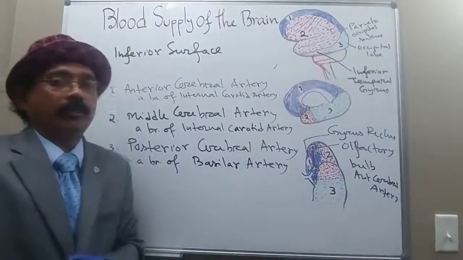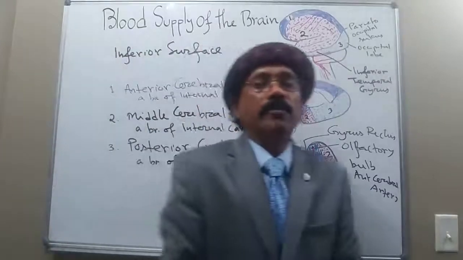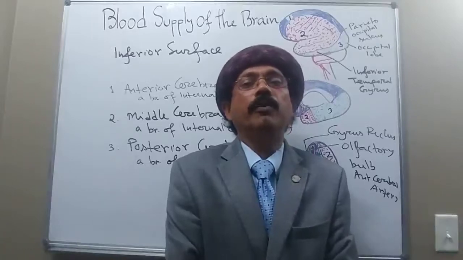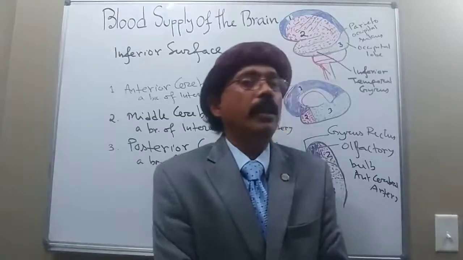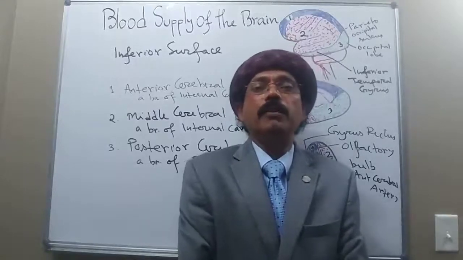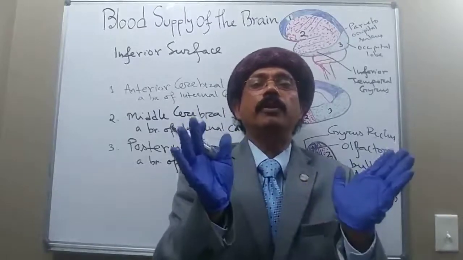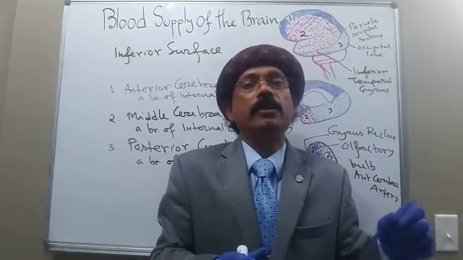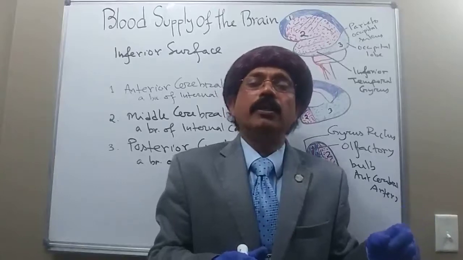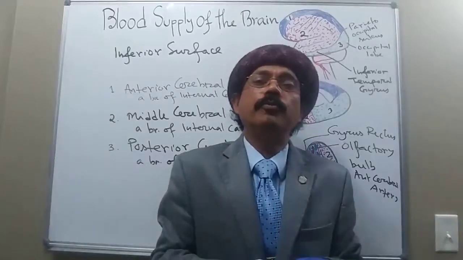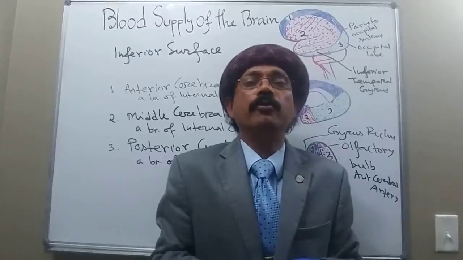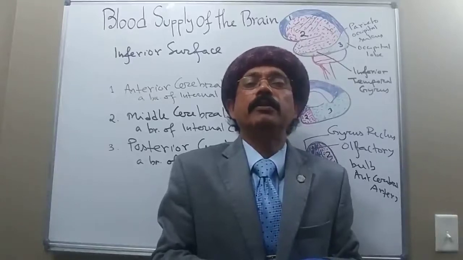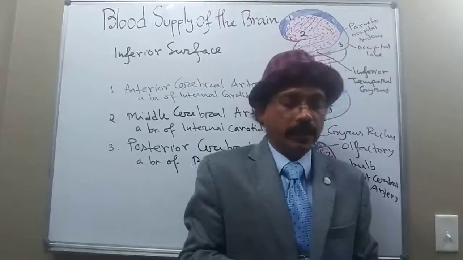We have covered the blood supply of the brain. Again, the blood supply of the brain is covered by the circle of Willis. The circle of Willis is formed by the internal carotid artery, and the vertebral arteries forming the basilar artery, which splits into the posterior cerebral arteries. The internal carotid artery divides into the anterior cerebral artery and the middle cerebral artery. The internal carotid artery is connected to the posterior cerebral artery by the posterior communicating artery. The anterior cerebral arteries are connected by the anterior communicating artery.